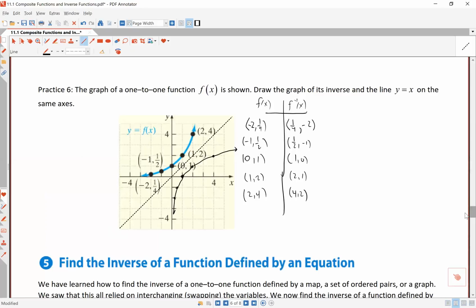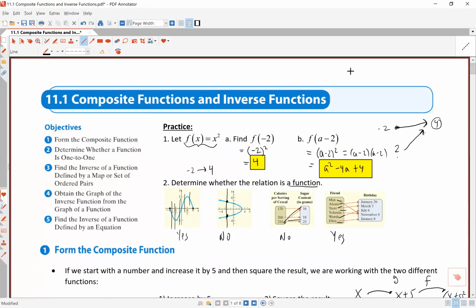And this concludes the video for section 11.1, Composite Functions and Inverse Functions. Objective 4, obtain the graph of the inverse function from the graph of the function.